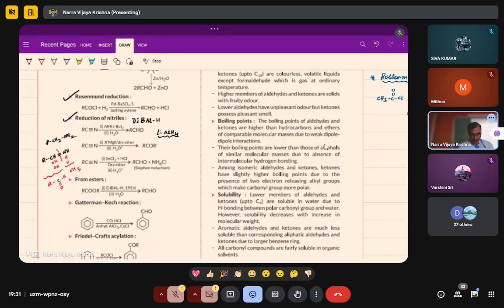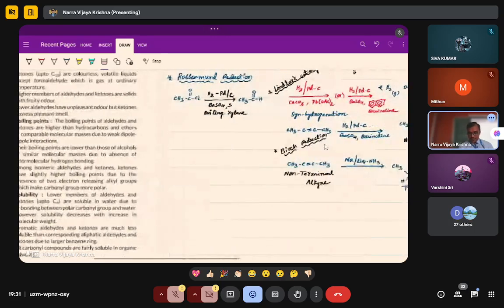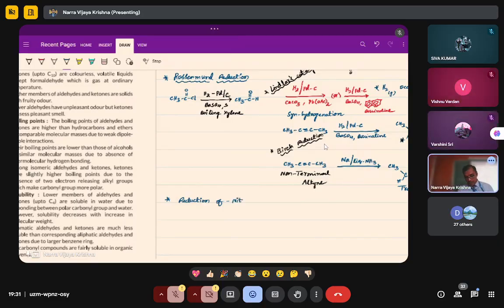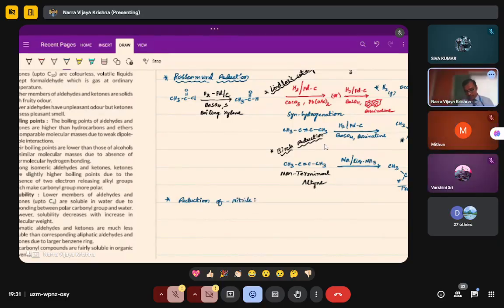So, if it is lithium aluminum hydride, let me write that point here. Reduction of nitrile groups, CN groups. Okay, nitrile groups.